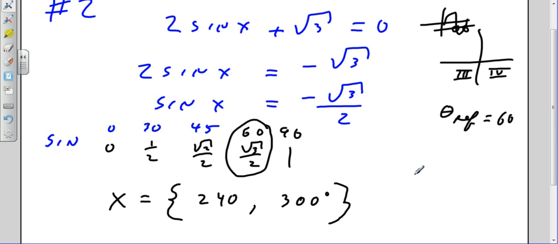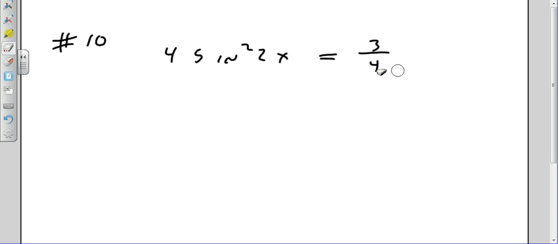All right, now I'm going to check my answer. What is the sine of 240? And I got minus 0.866. What is the square root of 3 over 2? Square root of 3 divided by 2 is 0.866. So those are the same numbers, and I have the right answer there. Now moving on to number 10. I have 4 sine squared of 2x is equal to 3.